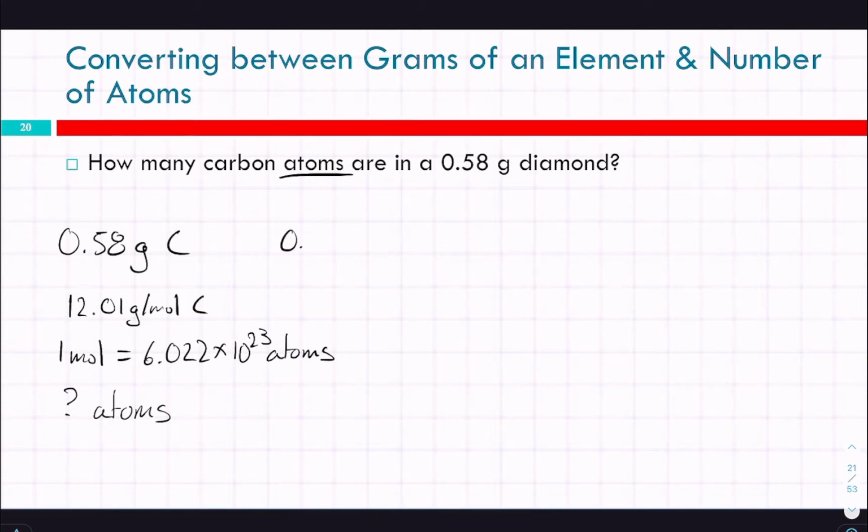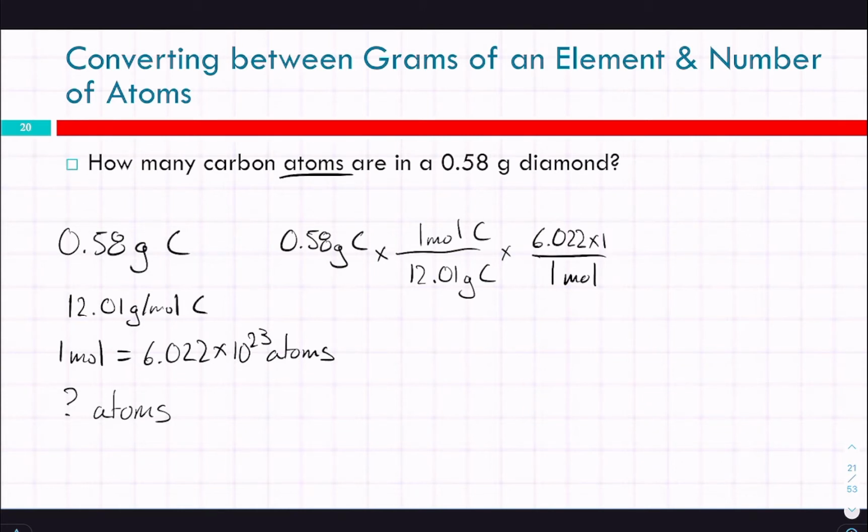So now we can start with 0.58 grams of carbon, then convert to moles of carbon, so we want to cancel grams. Then we want to cancel moles, since that's the units that we have on top here, and get to atoms. So 1 mole is 6.022 times 10 to the 23 atoms.